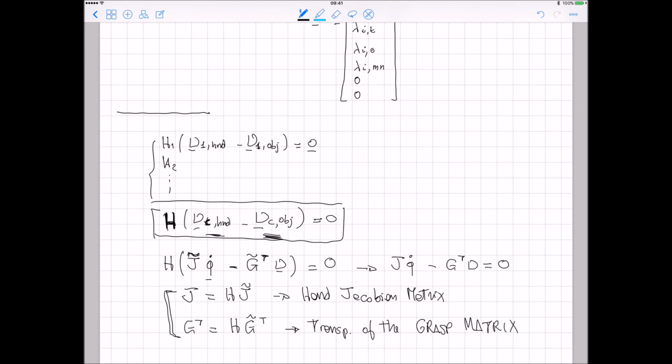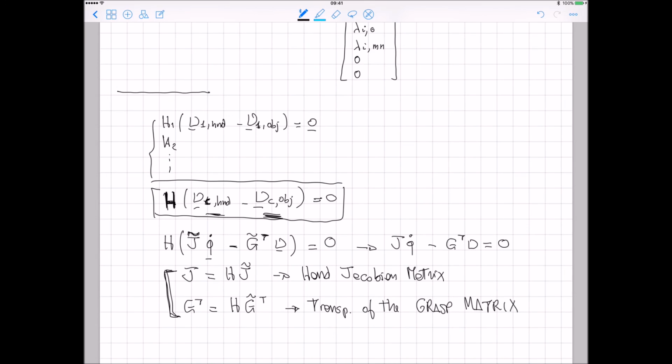So these are two very important matrices in grasping, and both of them depend on, of course, the Jacobian depends on the hand, on where the contacts are, but also on the type of contact that we consider, because there is the matrix H that takes into account also the type of contact that we are modeling. The same for the Grasp matrix. The Grasp matrix takes into account the contact point locations, but also the type of contact points through the matrix H. Okay.